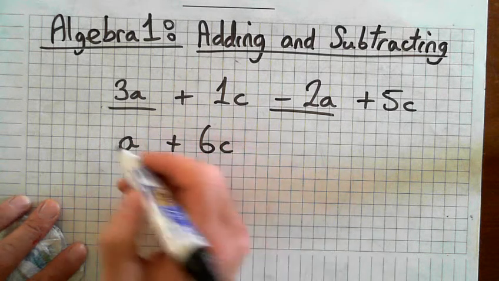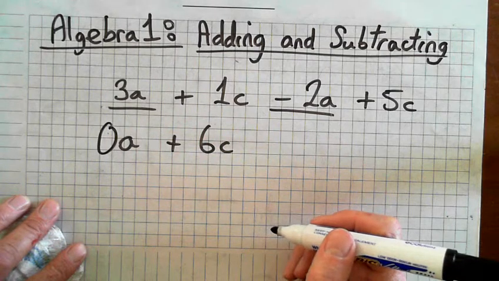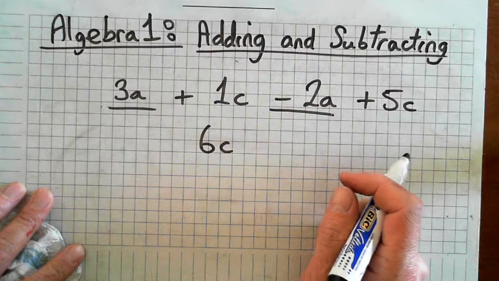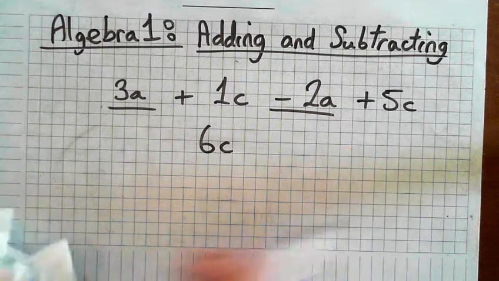What happens if we eat that apple there? There are no apples. I can write no apples 0A, or I can just not write it at all. There are no apples. Alright?